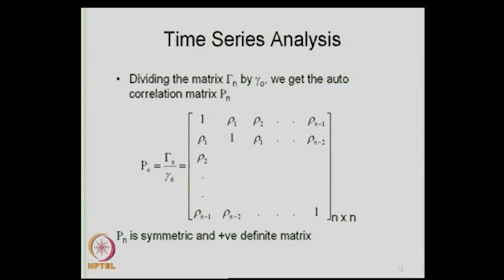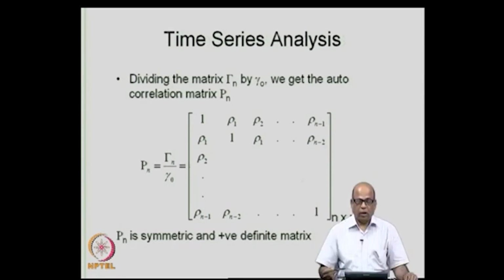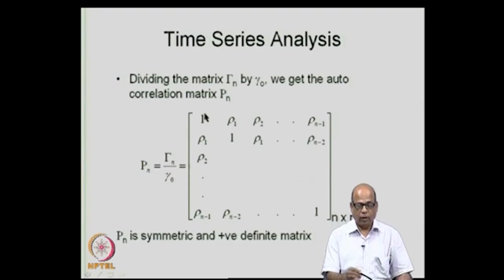Now, the fact that the autocorrelation matrix is a positive definite matrix comes in handy. A positive definite matrix has the property that all the eigenvalues are positive, and it also implies that the minors of the matrix are all positive. So, the minor of size 1 by 1 is 1, and the minor of size 2 by 2 is 1, rho 1, rho 1, 1; the determinant of that should be positive. The minor of size 3 by 3, its determinant should be positive, and so on.